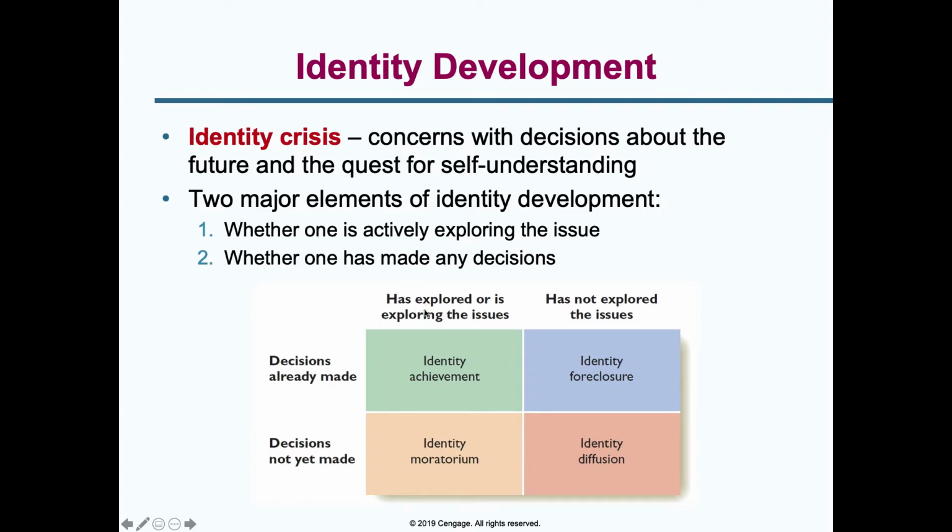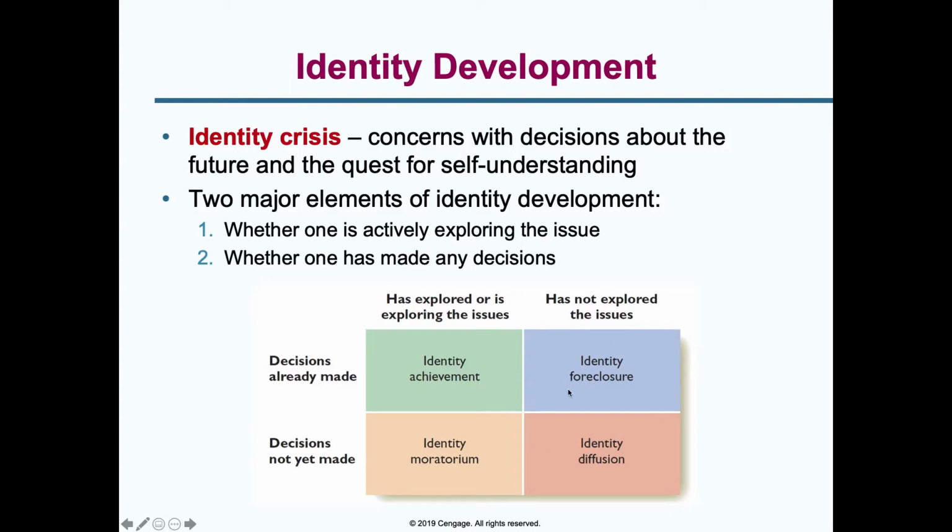So if the individual has explored or is exploring the issues and they've already made decisions about those things they've explored, then they've actually achieved identity, meaning they know who they are, they know what they want, they know where they're going. Okay. However, if they've explored or are exploring the issues but they haven't made any decisions, they're kind of at a standstill, what we call identity moratorium. This is where they experiment and they imagine their life in different ways, but they haven't made a firm decision yet on who they are and where they're going.